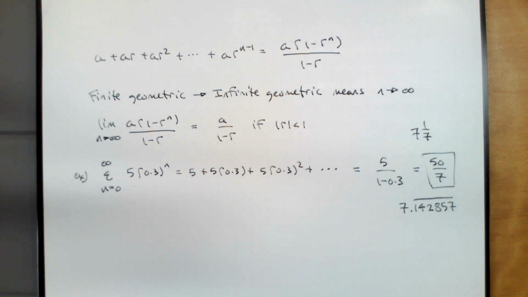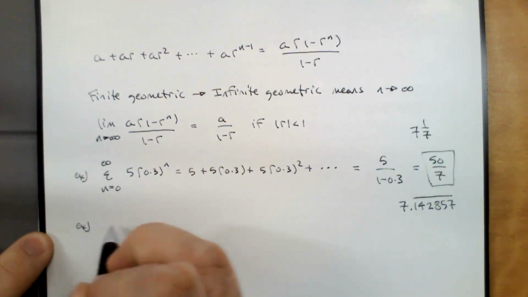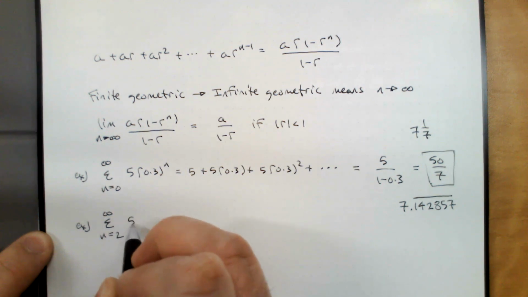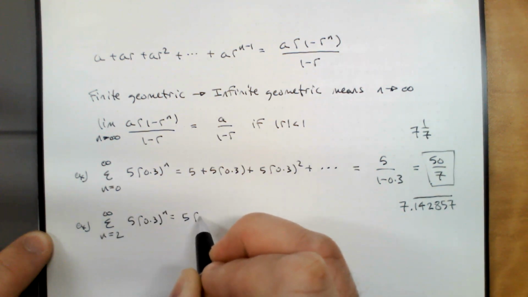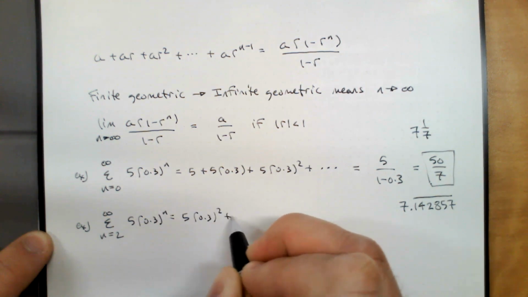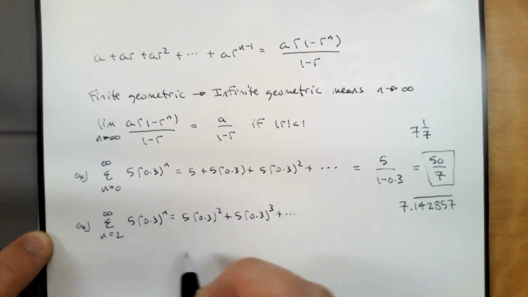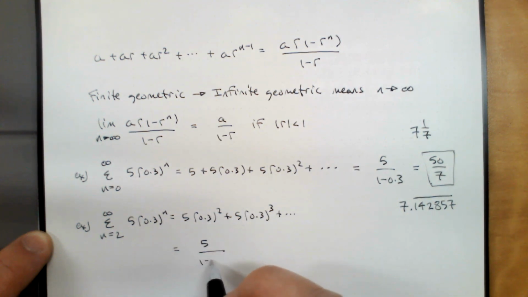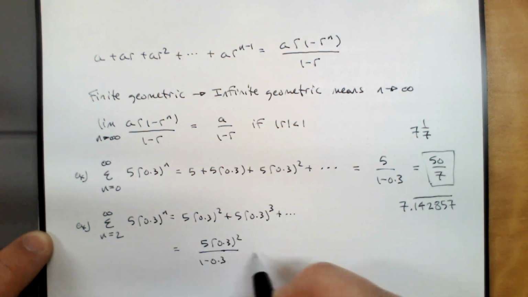But just like before, a is not the coefficient. a is the first term of the series. So if, for example, we started our series off at 2 and went to infinity, the first term would be 5 times 0.3 squared. And so our sum would not be 5 over 1 minus 0.3. It'd be 5 times 0.3 squared over 1 minus 0.3.